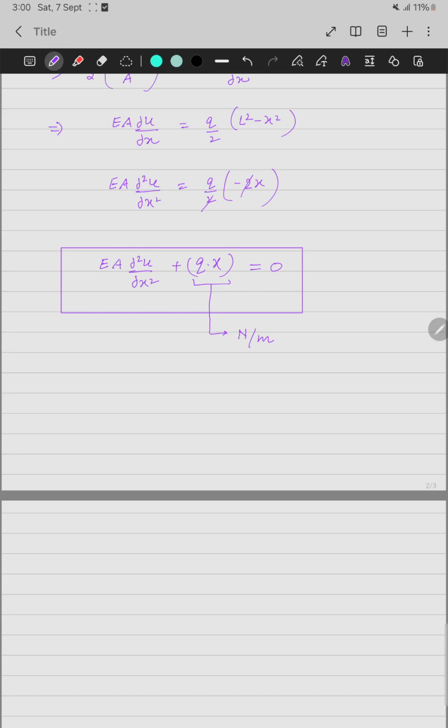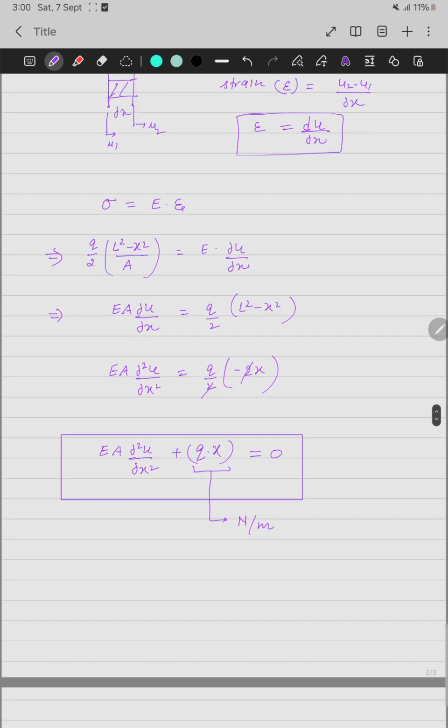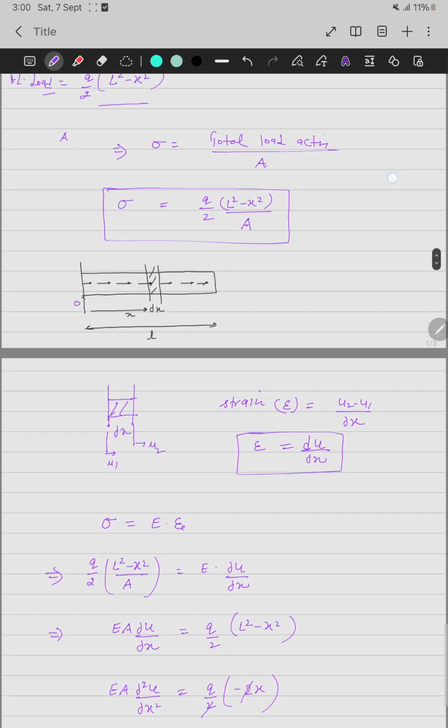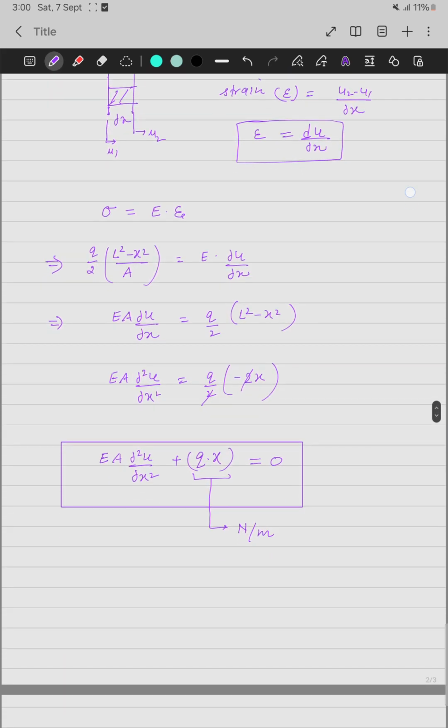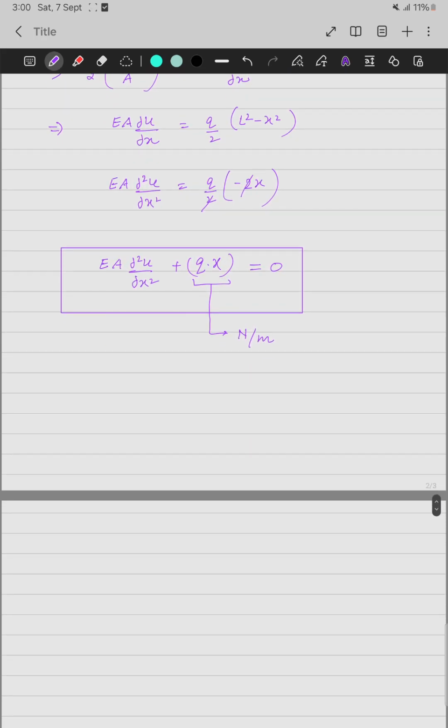Okay, fine. That's it for the derivation of this governing differential equation. In the further lectures we will see how we can convert this into weak form, and then we will do the formulation for FEA. Okay, so see you guys in the next lecture. Bye.